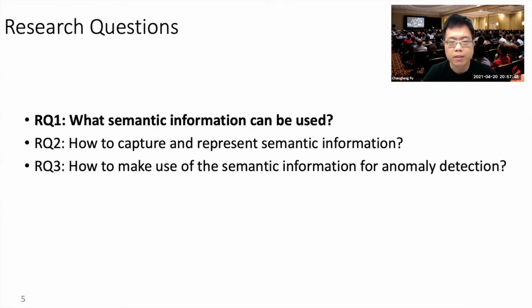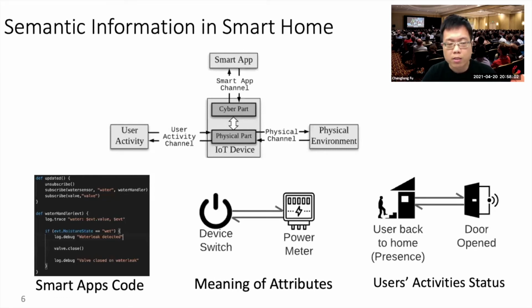To incorporate semantic information into anomaly detection, we need to answer three research questions. The first one is, what semantic information can we use for anomaly detection? In this work, we summarize the semantic information in smart home environments into three channels. The smart app channel stands for the home automation programs and user-configured home automation rules. These rules and programs explicitly define the correlation among the involved devices.